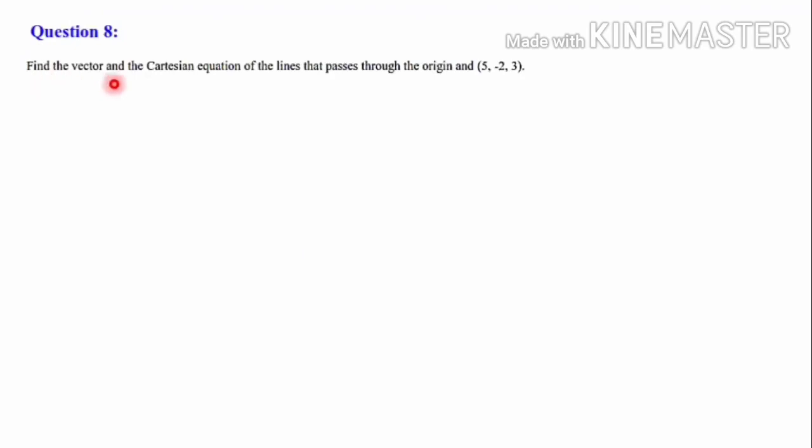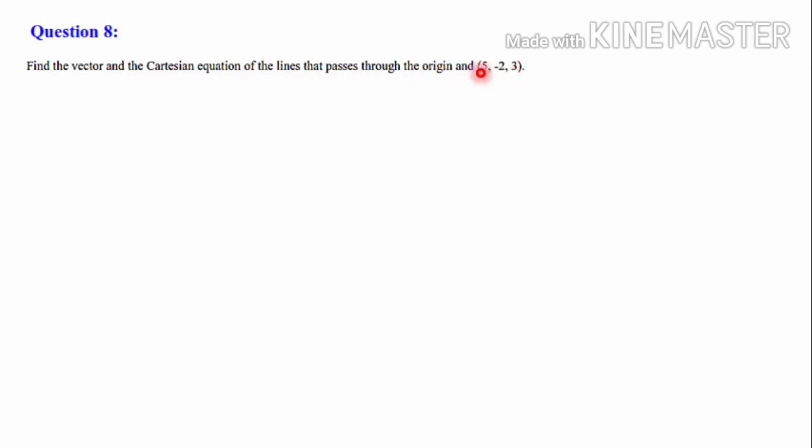Next we shall discuss question number 8. The question is, find the vector and the Cartesian equation of the lines that passes through the origin and 5, -2, 3. Let's identify the question or the formula. Here it is, in which form it is asked. Here, passing through the origin. Origin is a point. 0, 0, 0 are the coordinates.